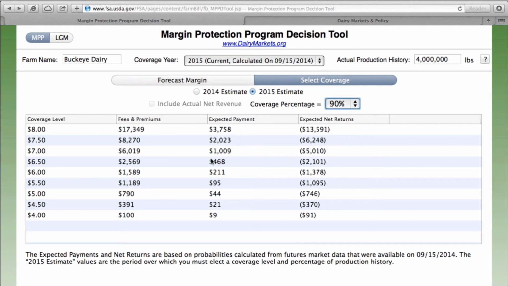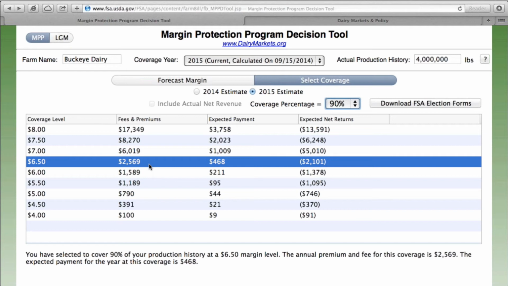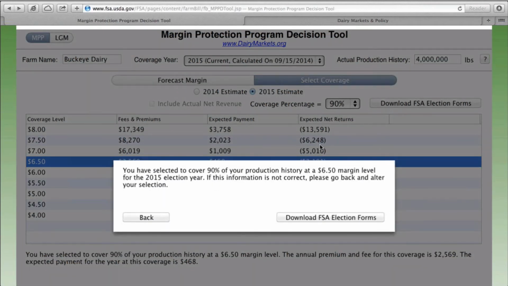So what we identify is that for this particular dairy, my Buckeye Dairy, for $6.50 coverage in 2015, it costs $2,500. My expected payment is $468, but I'm protecting myself against unanticipated risk in milk and feed markets. So if that's the decision I've made here, I can go to download FSA form. Now it'll ask me, it says, you've selected to cover 90% of your production history at the $6.50 margin level. Are you sure? Is that your final answer? And if it's correct, you click download FSA forms.